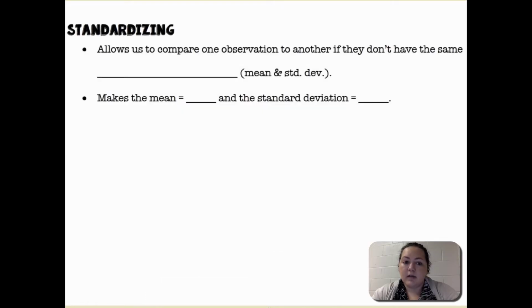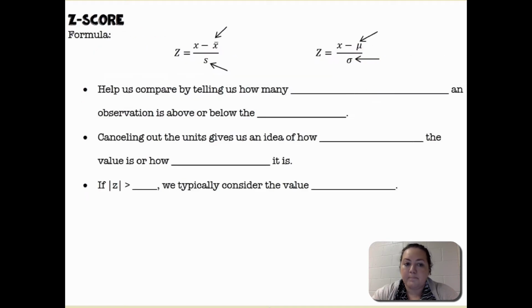Standardizing allows us to compare one observation to another if they don't have the same parameters, meaning the mean and the standard deviation. We would make the mean become 0 and the standard deviation become 1 for both data sets, and then we can compare them. We do this by getting a z-score.